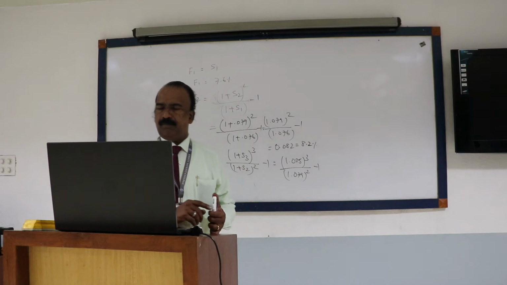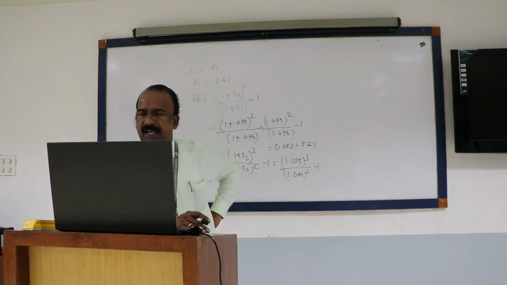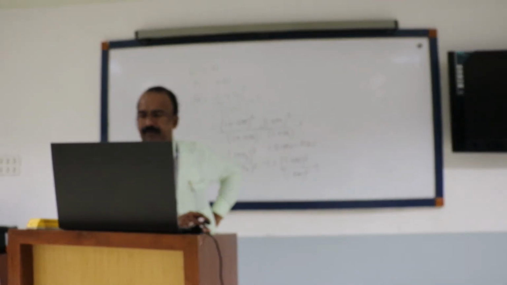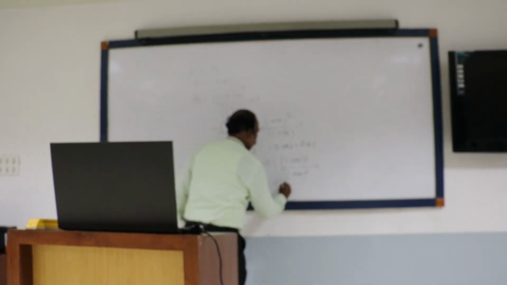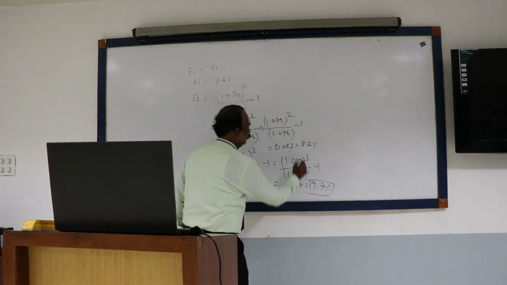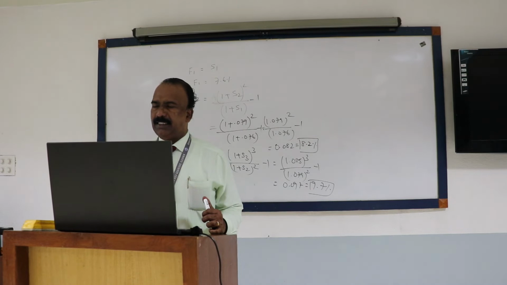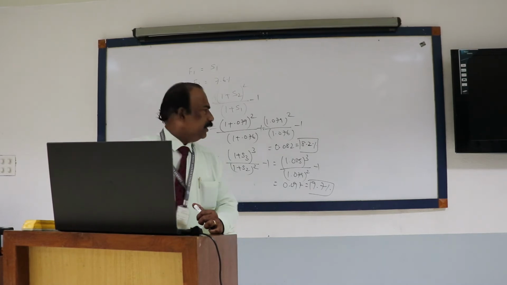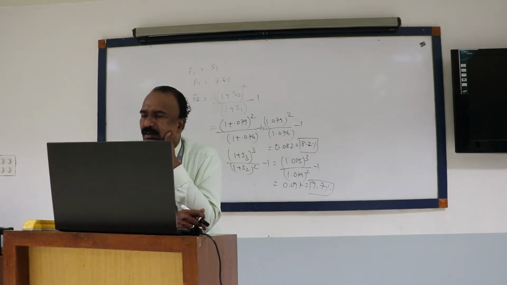All of you got it? 1.085 power 3 whole divided by 1.079 power 2 minus 1. That will be the forward rate of the third year. It is 0.097, so that will be 9.7. That is, the spot rate is 8.5 and the forward rate is 9.7. The future rate will be 9.7.